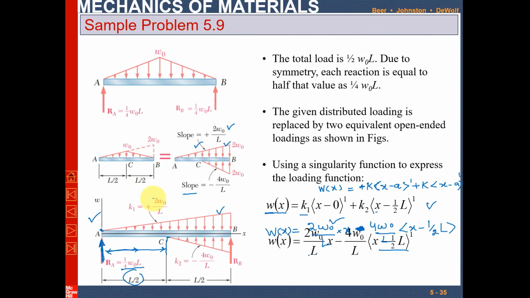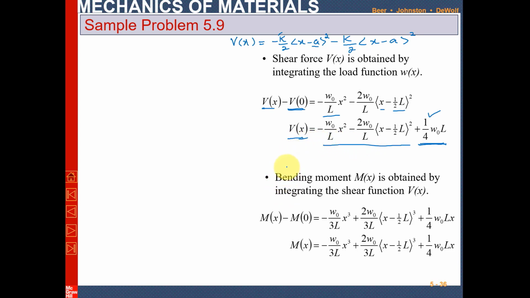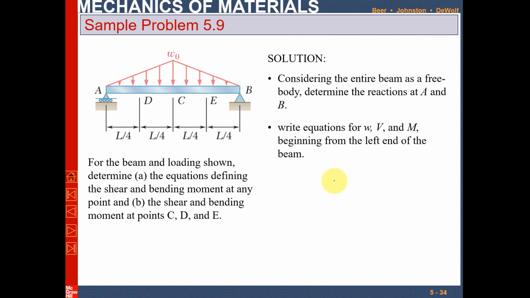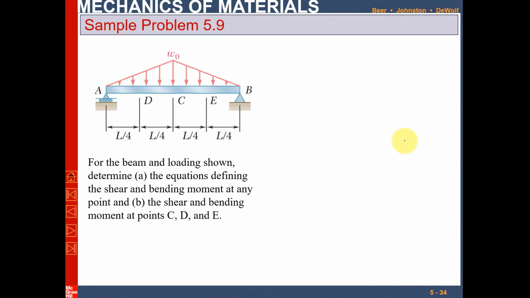Also, the shear force at this point A will be 1 over 4 W naught into L, but the moment at this point will be 0, and the moment will vary if you move along the length of the beam. So this is the shear force equation for the beam as shown. Similarly, the bending moment equation can also be found, and you know that the equation of bending moment will be equal to minus k over 6 into x minus a to the power 3. That is taken from this loading. Minus k over 6 into x minus a to the power 3.